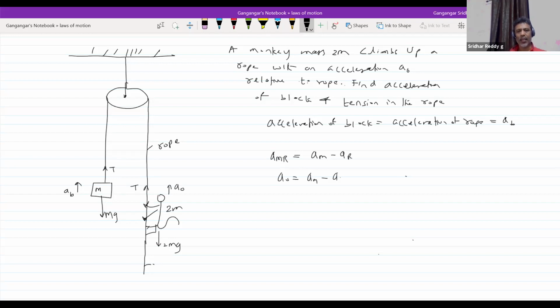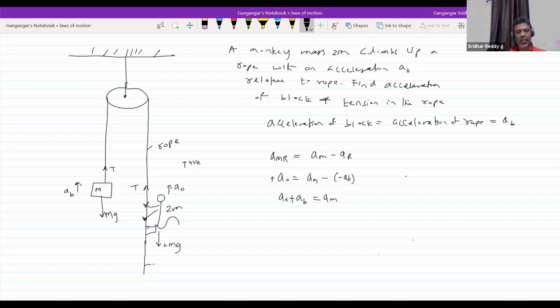See, the monkey will climb up here. Then what happened to the block? Because of tension, the block will start ascending. So what happened to the rope? The rope will start descending downward on the right hand side. On the left hand side, it starts ascending upward. So if I take upward as positive, this will be positive, and this should be downward, so negative. Got the idea? So this should be equal to A naught plus AB equal to AM.